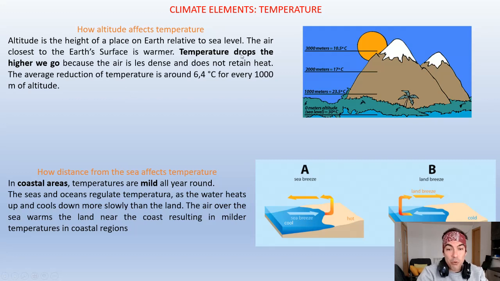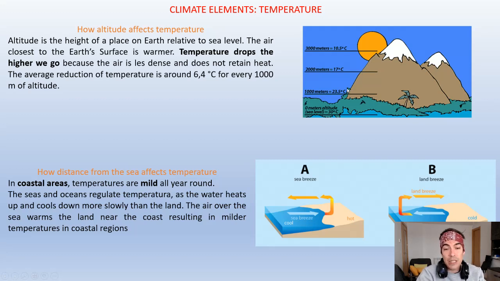The temperature drops the higher we go, and because the air is less, here is a typo because there is an S missing, less, L-E-S-S. The air is less dense and does not retain heat. So the higher we go in altitude, the lower the temperature is.